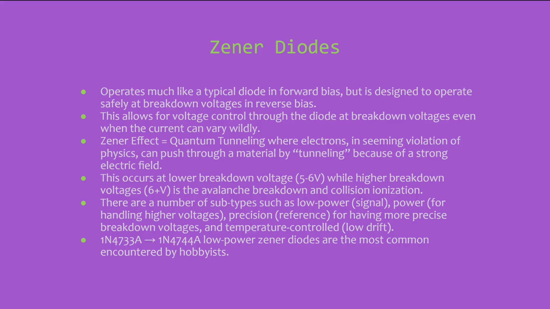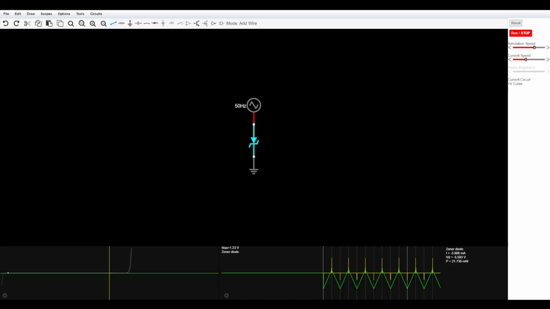This occurs usually at a lower breakdown voltage than you might see with other diodes, and then past that is the obvious avalanche breakdown. There's a number of subtypes too. You can have low powered Zeners for like signals, power ones for higher voltages, precision for referencing when you need a really precise voltage, or even temperature controlled ones for low drift. If you're going to see any, you're going to see the 1N4700 family, 33As or 44As. These are low powered. They're meant for logic signals for the most part.